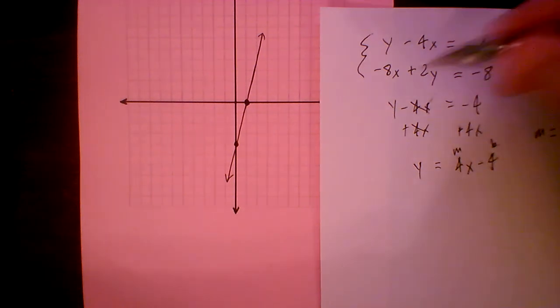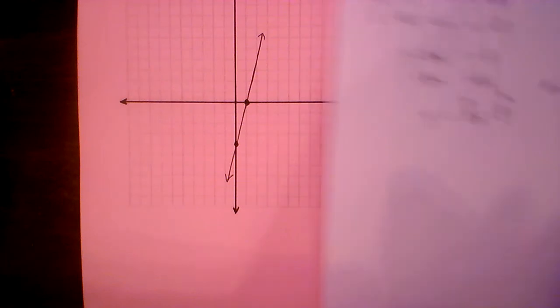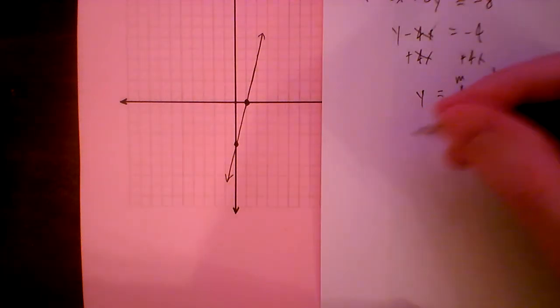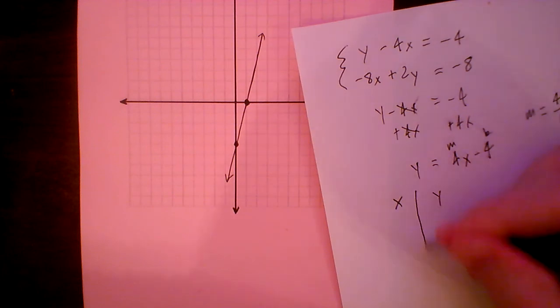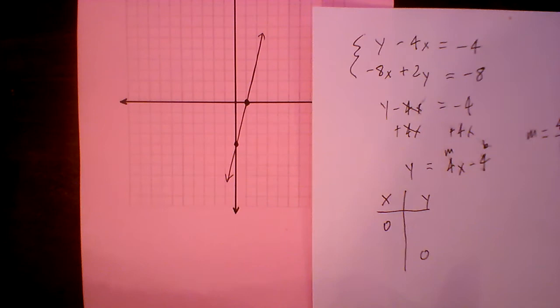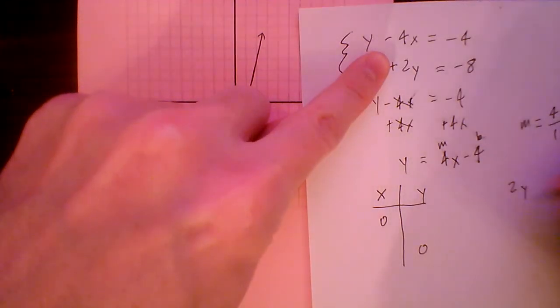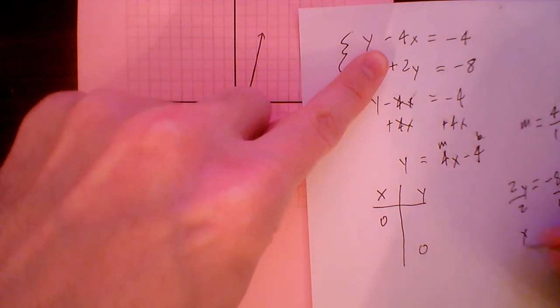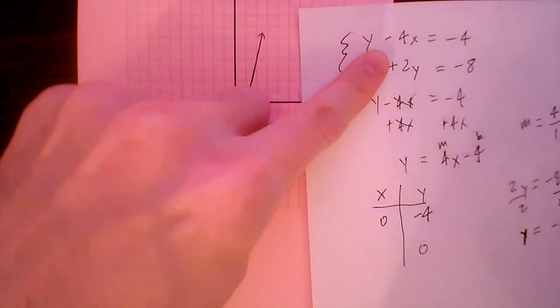We're going to forget about that one now. Look at the second one instead here. For that one, I'm just going to use a table. It's fine to do it that way too. So we'll just set up a little x-y table. Put in 0 for x. If you put 0 in for x, that term goes away. So we get 2y = -8. Divide by 2 on both sides. So y is equal to -4. So (0, -4) is my y-intercept.